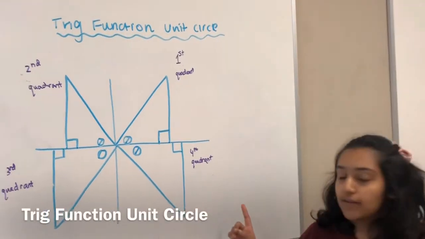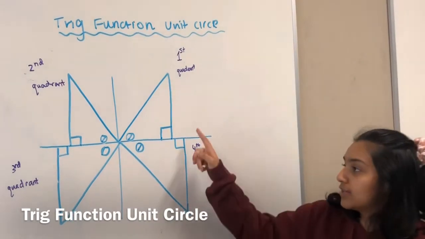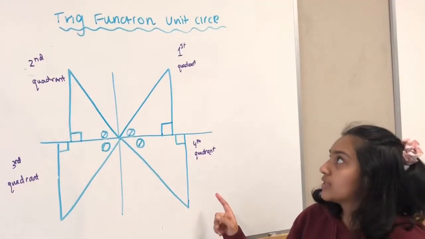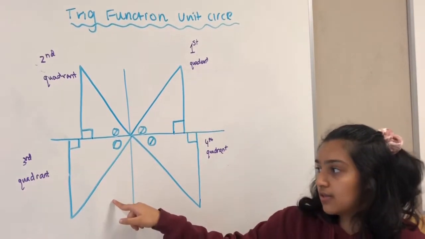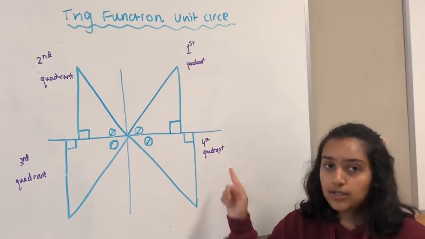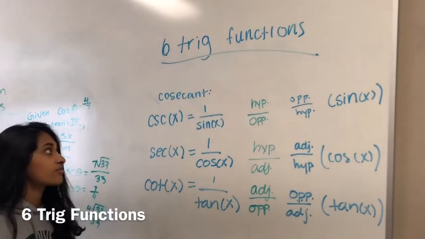So this is the trig function unit circle, and it's all the triangles in each of the quadrants. This would be the first quadrant, this is the second quadrant, this is the third quadrant, and this is the fourth quadrant. Now I'm going to be explaining the 6 trig functions.